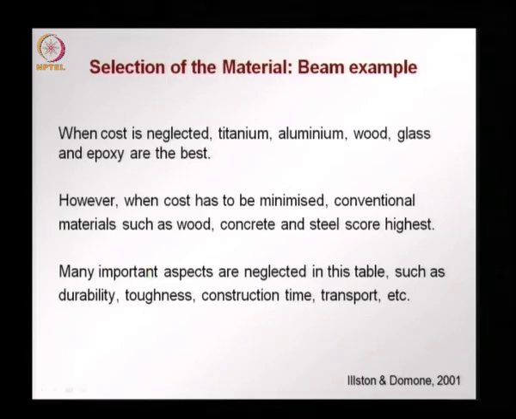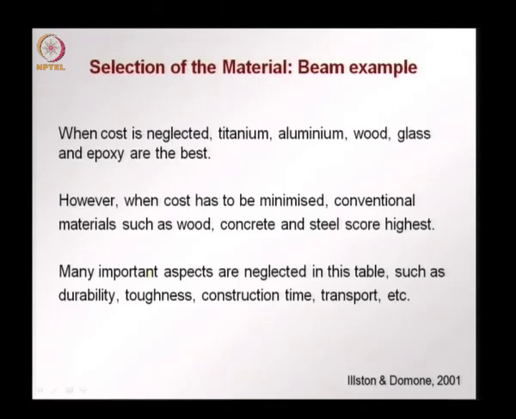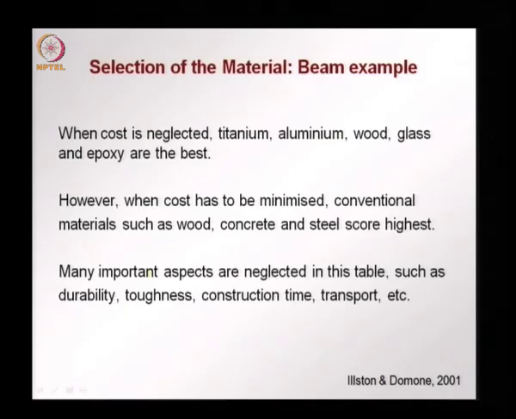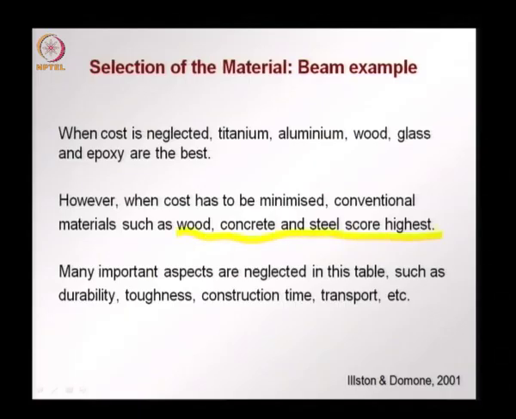So, what we have seen is when cost is not an issue, when cost is neglected and we are looking at only the mechanical properties, be it stiffness or strength, materials like titanium, aluminum come out very well, wood, glass and epoxy also. But for most civil engineering applications, cost is an issue. We have to minimize the cost, and therefore, more conventional materials that we are all familiar with, that we use a lot, come out the best, such as wood, concrete and steel, structural steel scores the highest.